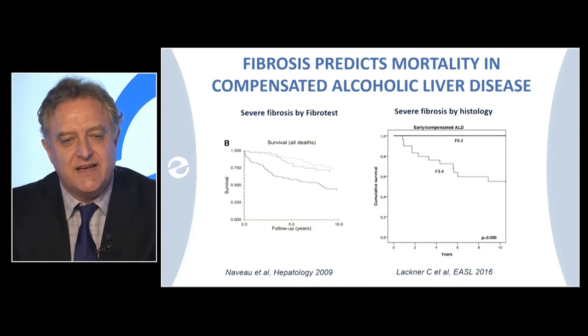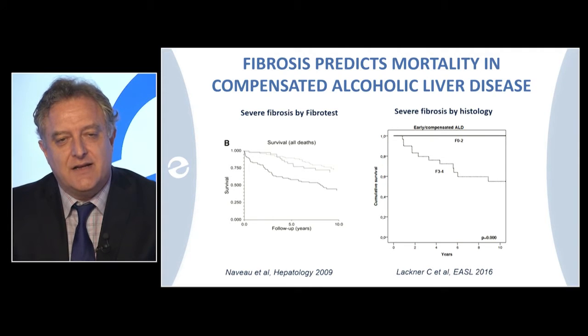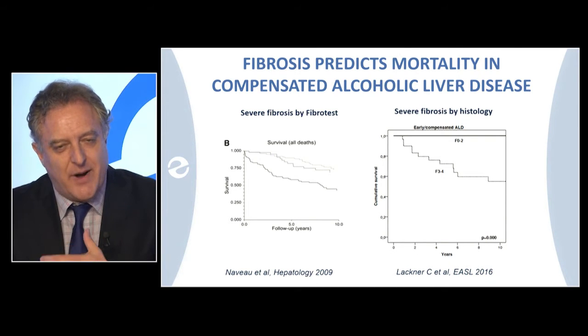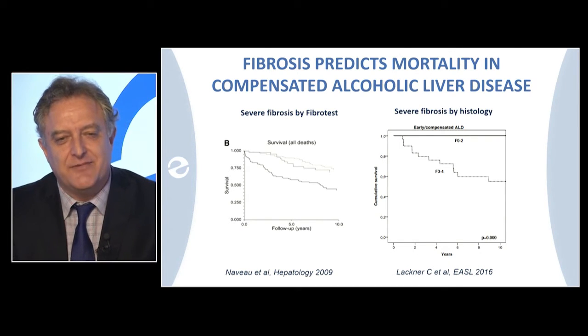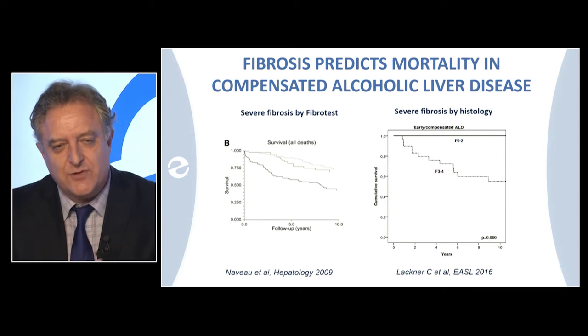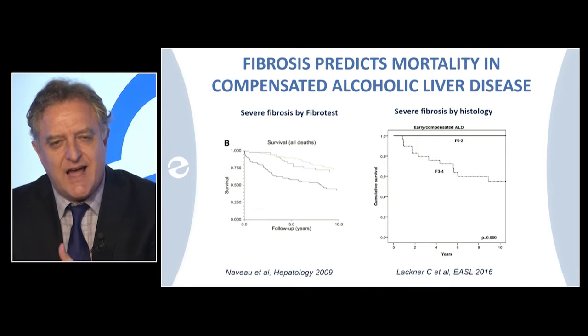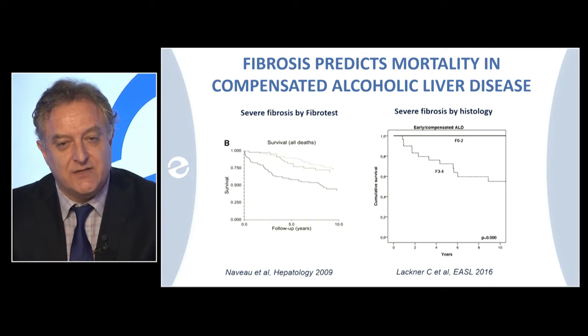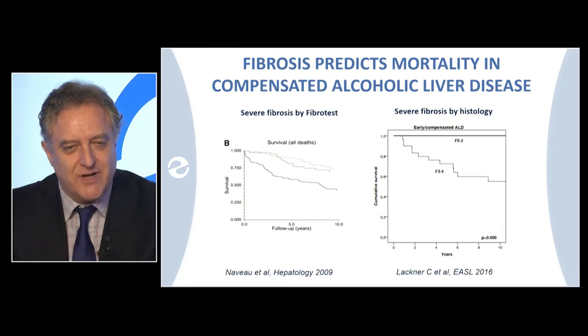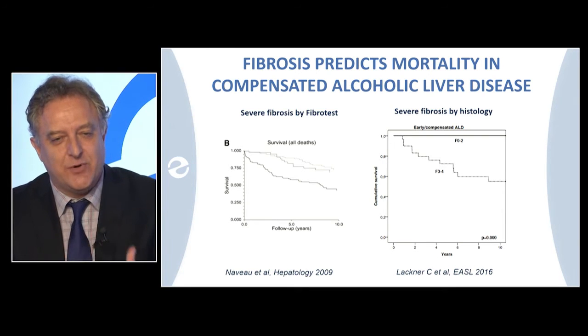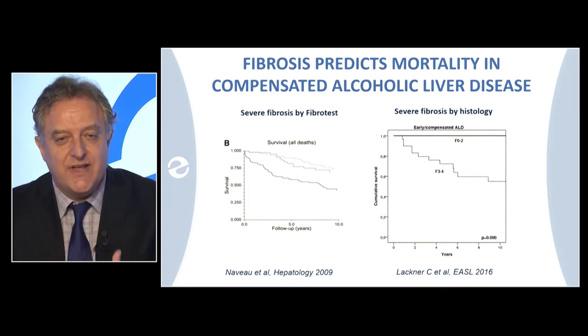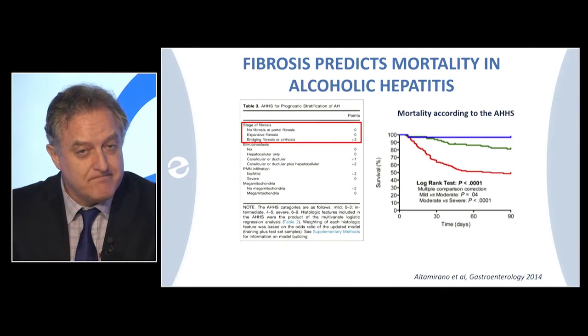And more recent data from Caroline Lagnek and her group in Austria corroborated these results, but this time by biopsy. They did biopsies in patients with early silent liver disease due to alcohol. And they found that those patients having F3, F4, it means advanced fibrosis, really have a very significant mortality over the years. So no question about that, detecting advanced fibrosis in these patients could be really helpful because, for example, we can encourage the patients to stop drinking.